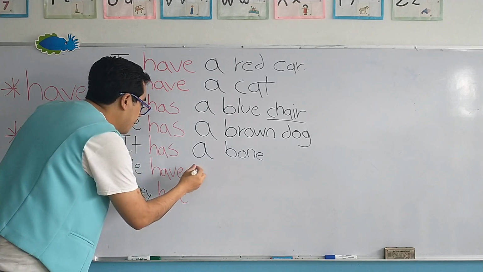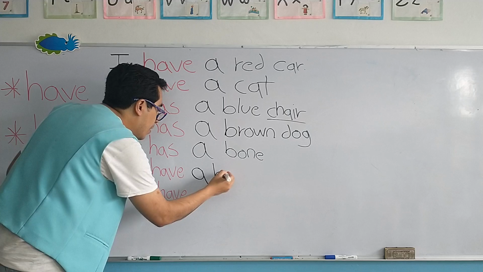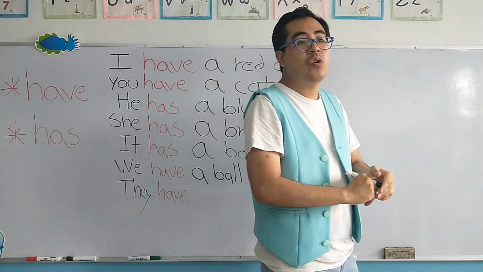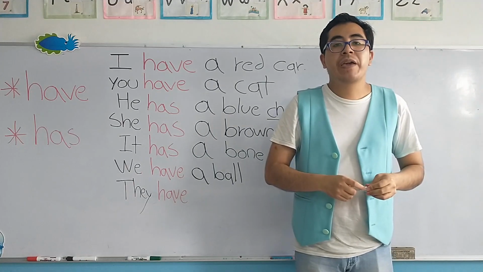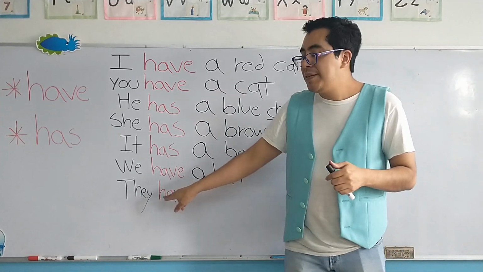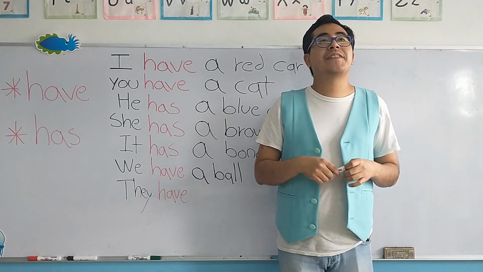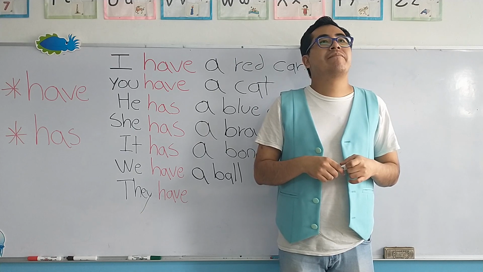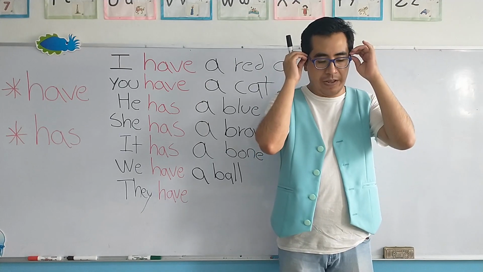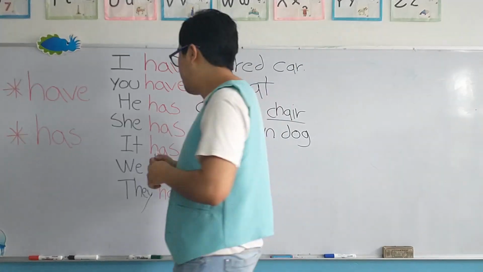We have a ball. Nosotros tenemos una pelota. We have a ball. Let's continue with they. They have, let's see, what can you think of? ¿En qué se pueden pensar? They have a new computer, for example.